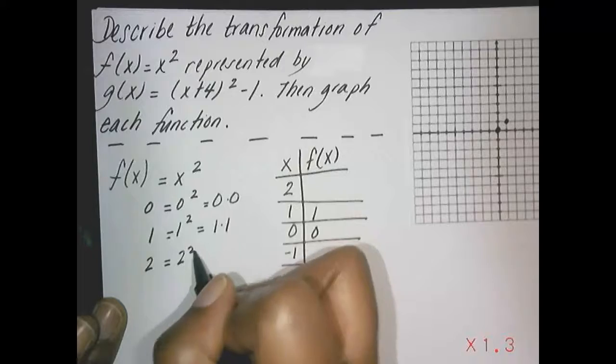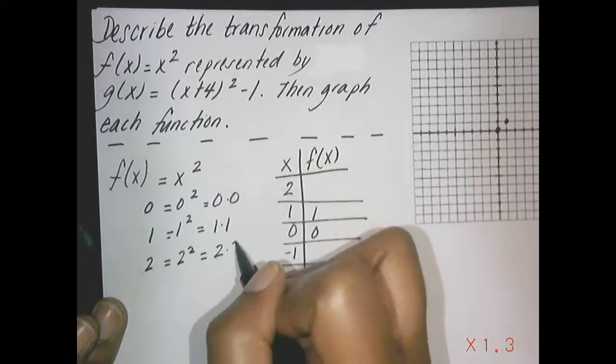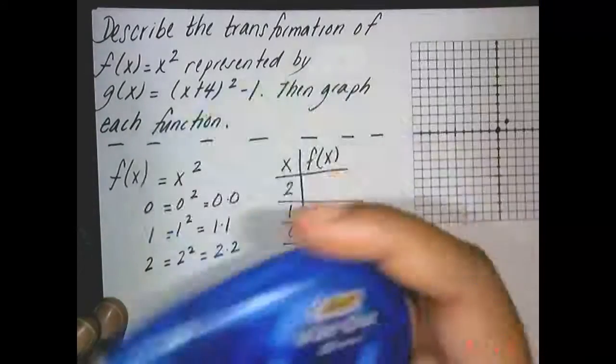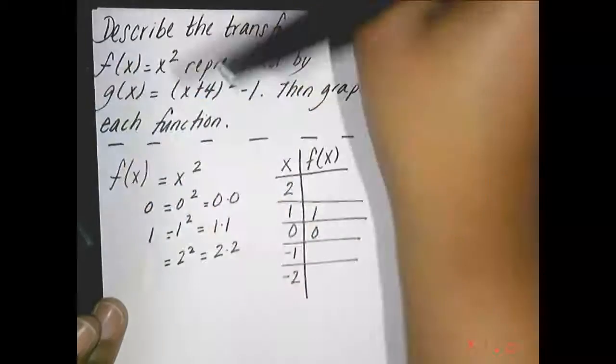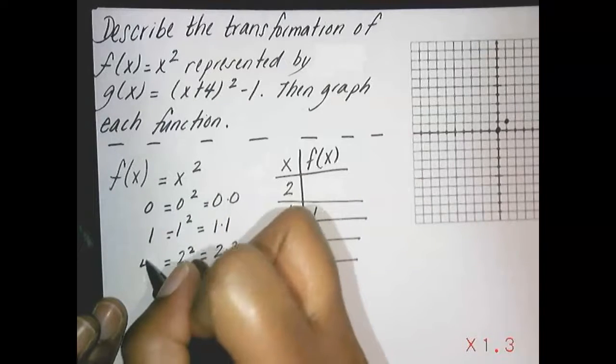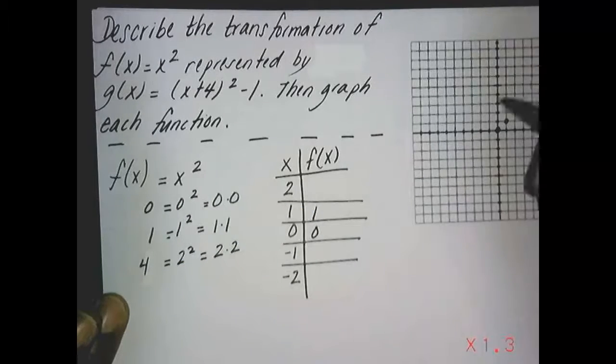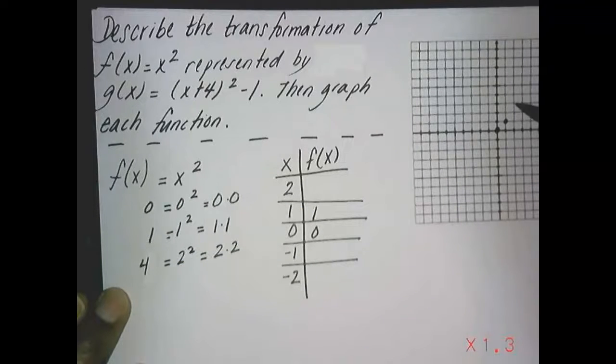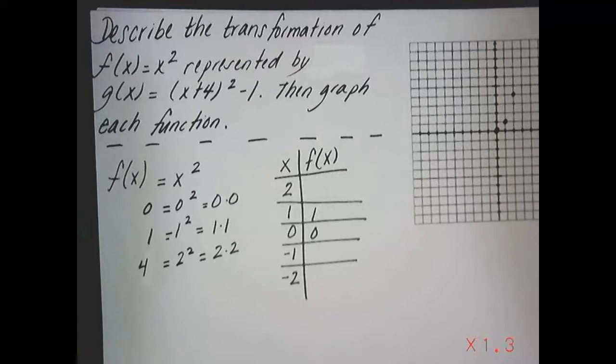2 squared, which is 2 times 2. Oh, my gravy. Why did I write that like that? Haha, white out. That's going to be 4. So at 2 to the right and 1, 2, 3, 4 up, I have a point. Okay, so that's my positive side of my graph.